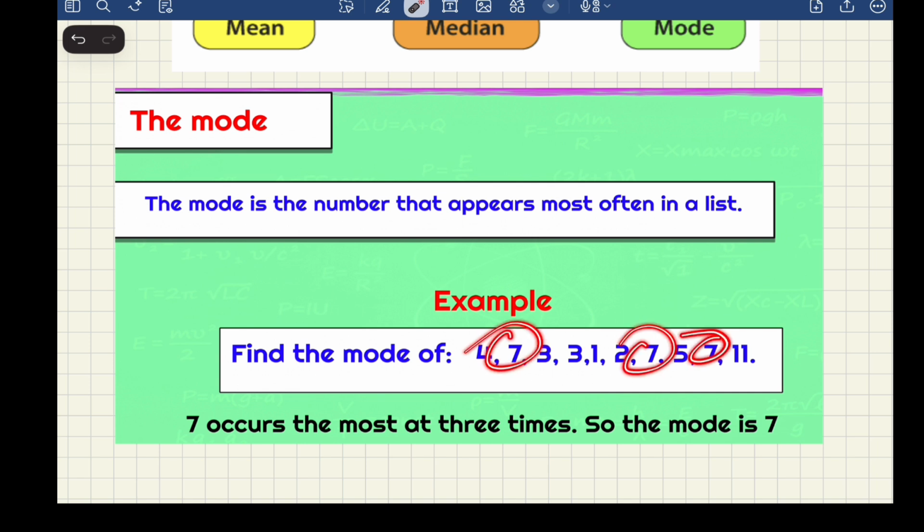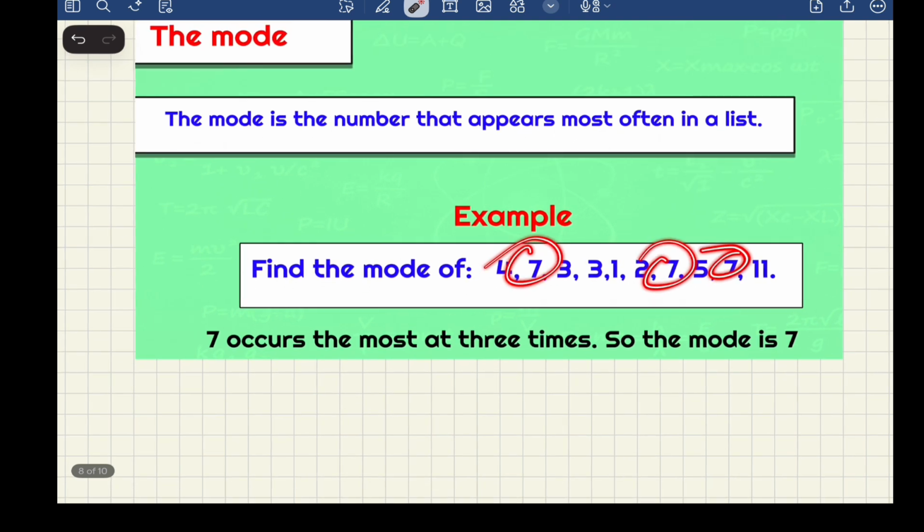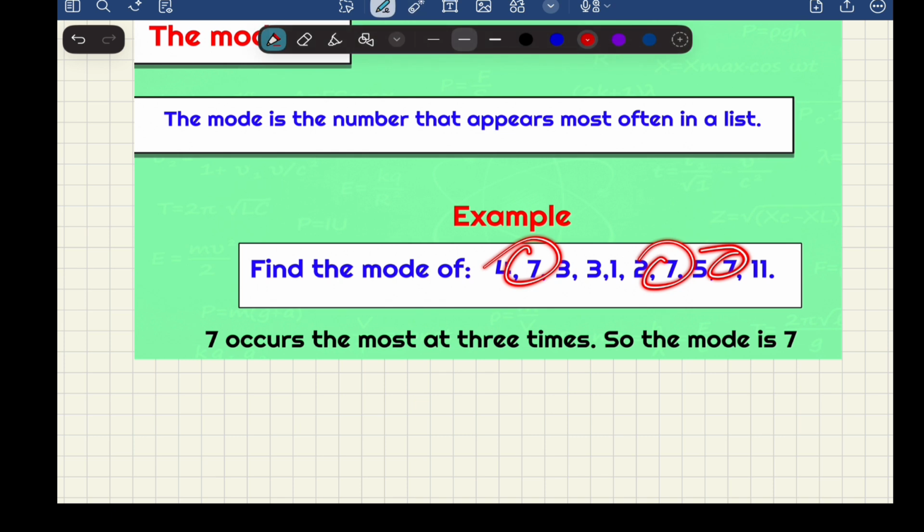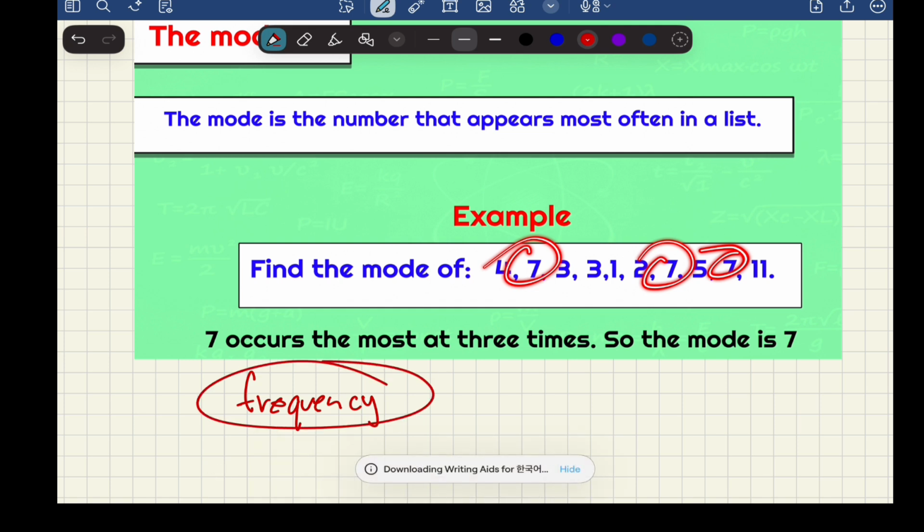This is important because the number of repetitions is the frequency. So always, frequency is the number of repetitions, always. So we can say here the number 7 is repeated 3 times, so its frequency is 3. Because of this reason, this is the mode.